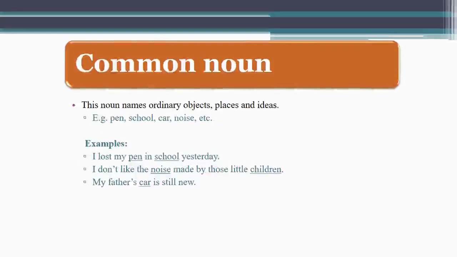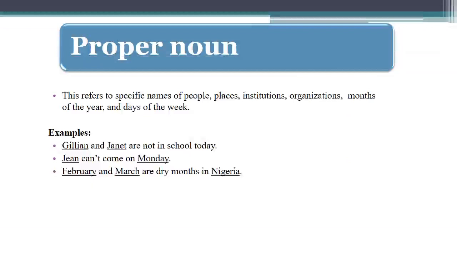Our next type of noun is the proper noun. A proper noun refers to specific names of people, places, institutions, organizations, months of the year, and days of the week. For example: Jillian and Janet are not in school today. Here, Jillian and Janet are proper nouns because they refer to names of people.